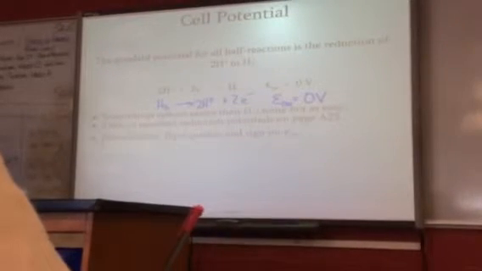So do they only give the reduction values? Yes, the table only gives reductions. You've got to turn it around and get the oxidation.